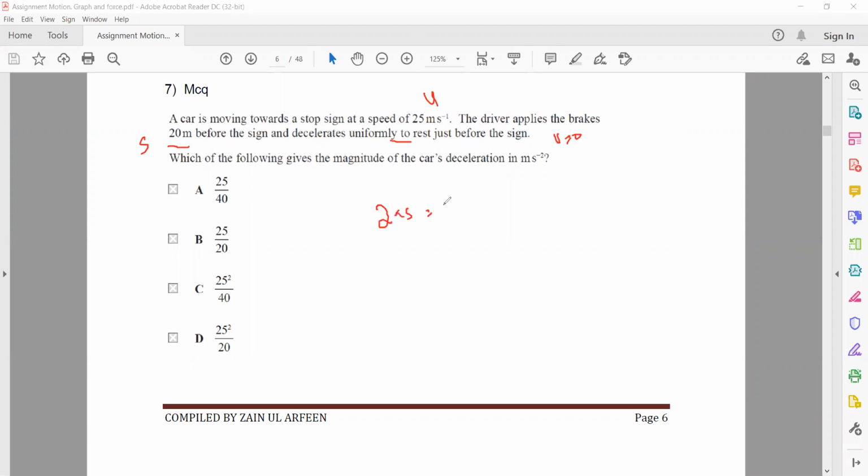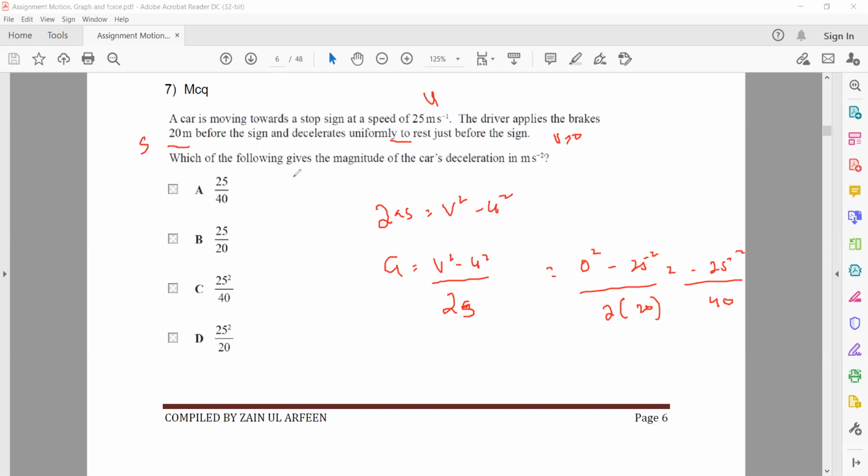So 2as is equal to v square minus u square. So a is equal to v square minus u square divided by 2s. v is the final speed, initial speed is 25. So minus 25 square divided by the distance, 2 into 20. So it will be minus 25 square divided by 40. We only need the magnitude, so we don't have to bother about the sign. So the magnitude will be 25 square divided by 40 for deceleration.